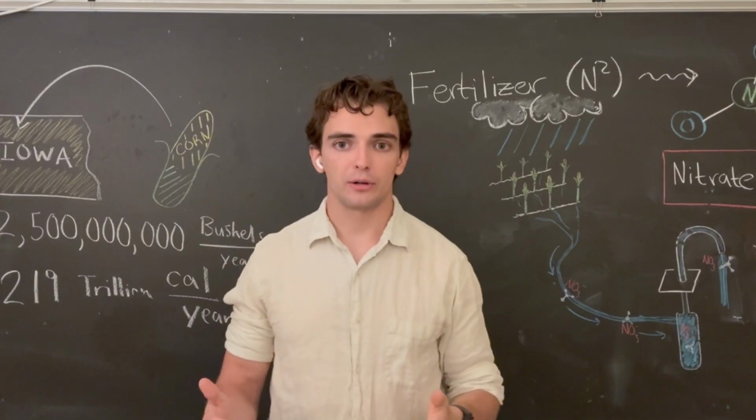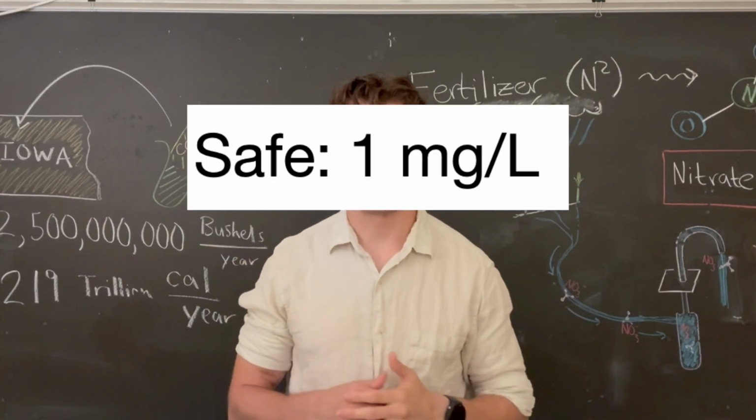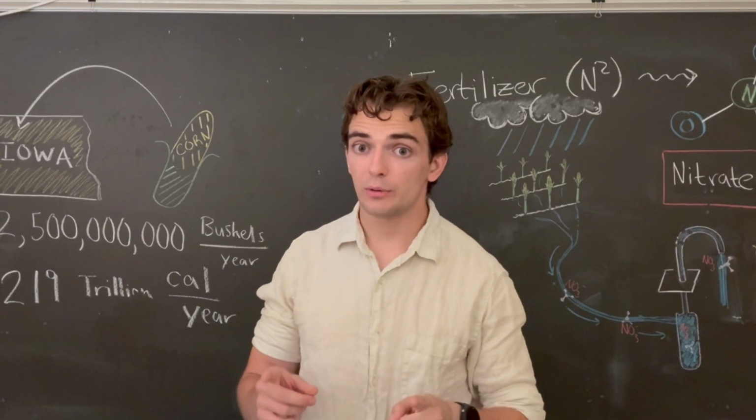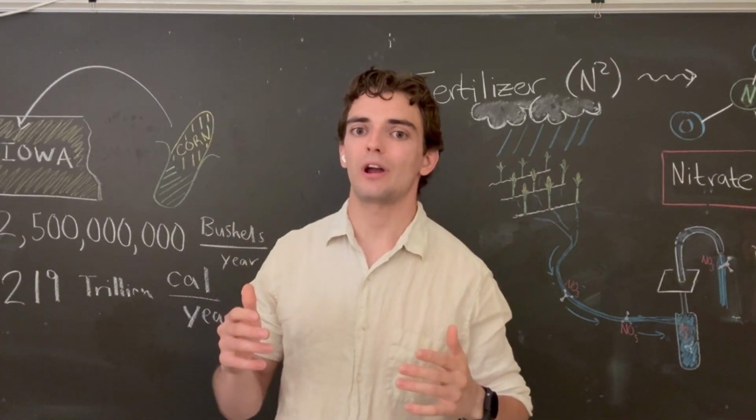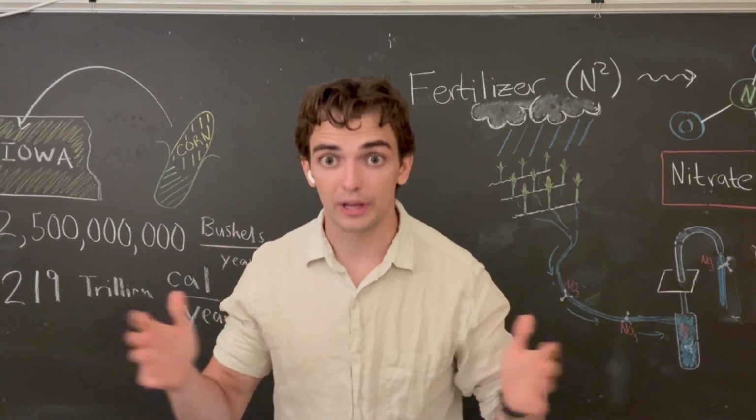The typical background concentration of nitrate is around 1 milligram per liter, but in residential water in Iowa, it's frequently over 10 milligrams per liter, the federal limit. This is a big reason why Iowa is the only US state with a growing cancer rate.